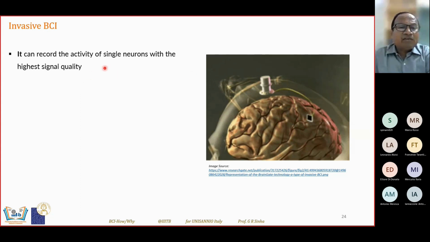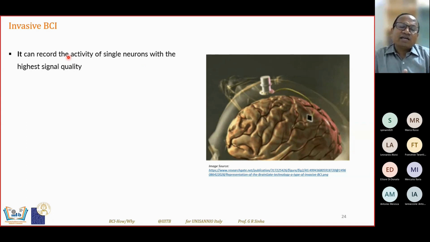So it can record the activity of single neurons with the highest signal quality. You can understand what happens in EEG. A lot of bundles of neurons interact with each other, and finally at the surface, you get some pattern in the form of an electrical signal. But here, each and every neuron is very difficult to record, because there are millions of neurons. It's very difficult, but still a very selected number of neurons.